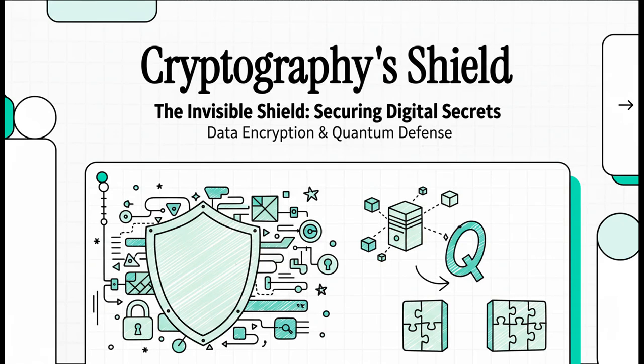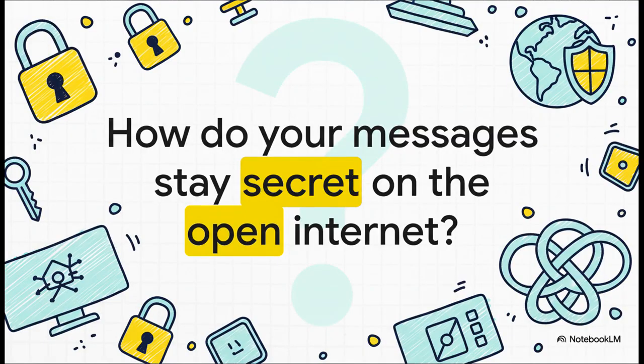You know, every single time you hit send on a message, type in a password, or log into your bank, have you ever really thought about what happens next? All that information, your private data, it just zips across this huge open network. It's basically out there for anyone to see. So, how does it stay secret?